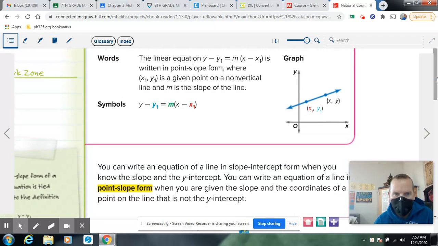That is the format. So again, let me write it down on my paper. y minus y1 equals m, parentheses, x minus x1. That is point slope form. Let's take a look at some of the examples.